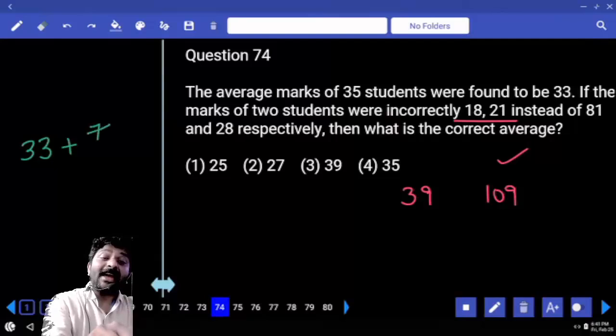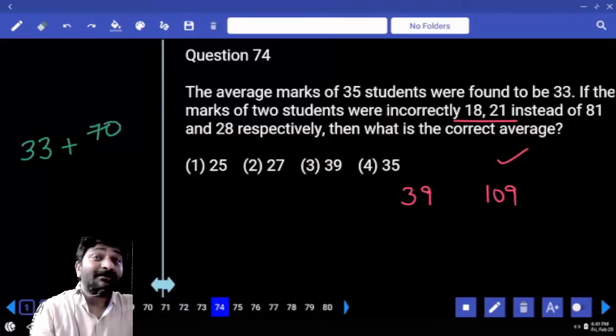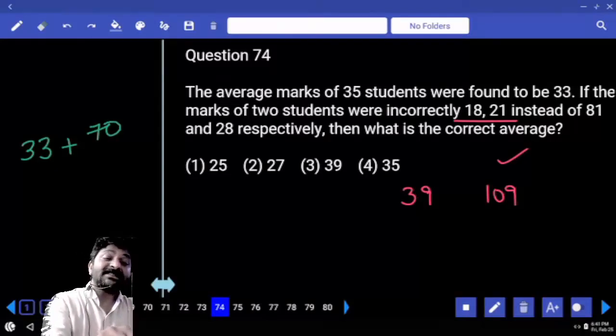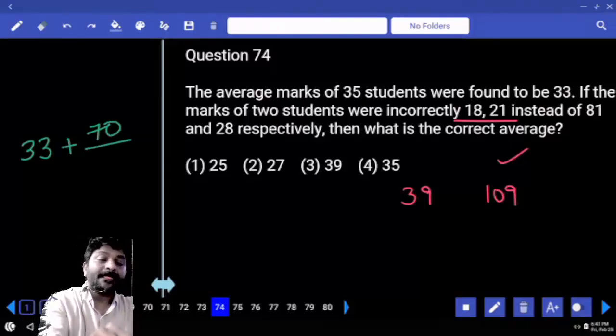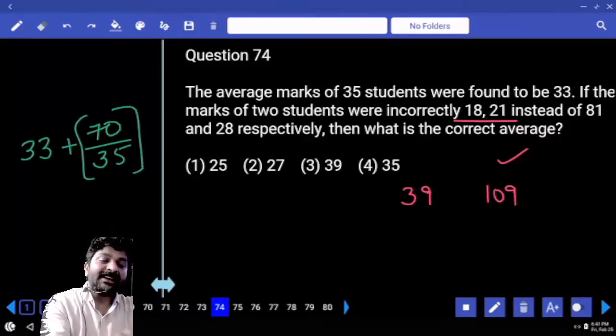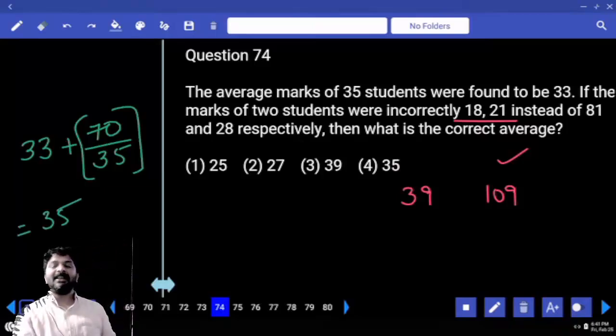70. To the average 33, can we directly add number 70? So we must convert 70 to average for how many students? 35. So 70 by 35, how much is that? 2. 33 plus 2, 35. So final average is 35.